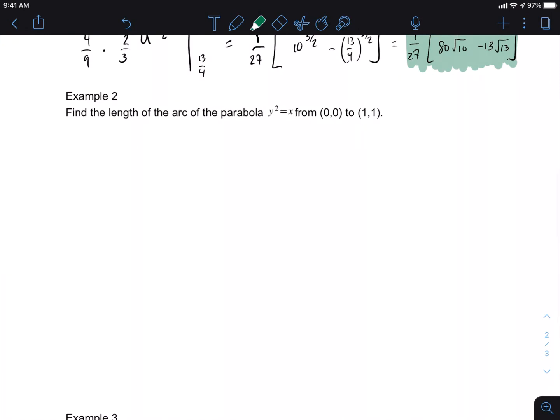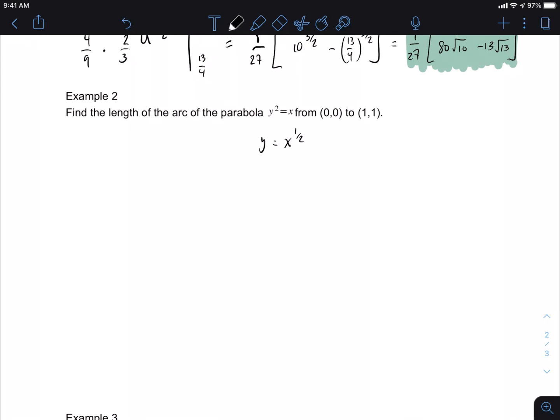It's kind of the same thing, but here it says find the length of the arc of the parabola y squared is equal to x, going from 0, 0 to 1, 1. We know it's going to look like a rooted function, right? If we took the derivative and did the same strategy that we did before, we'd have this, correct?